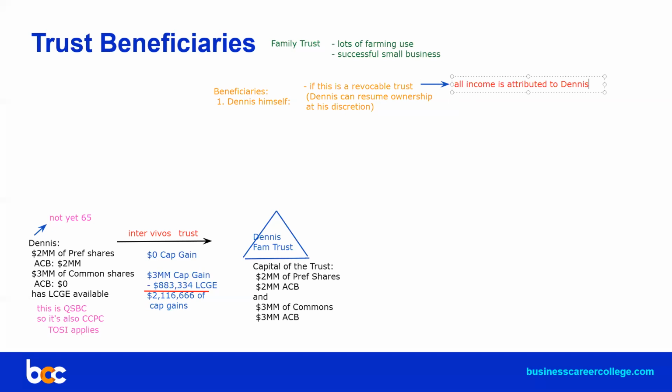Okay, that's good. So all income is attributed to Dennis. And if Dennis gets sued, there's no protection from the trust. There's no protection based on the trust arrangements. Okay, that is, a lawsuit against Dennis could fully access all of the value of that business. Okay, are we good there?